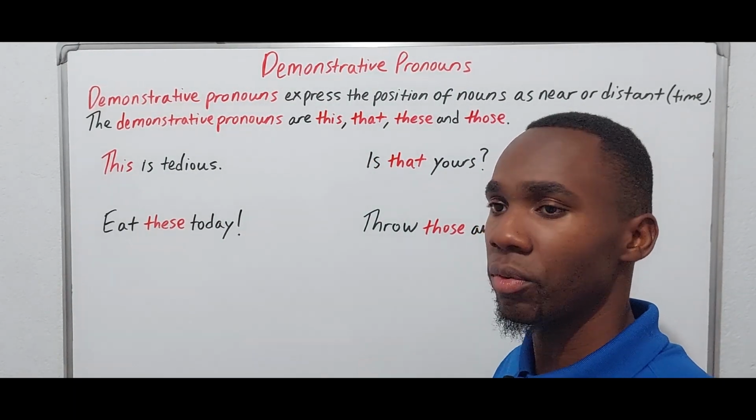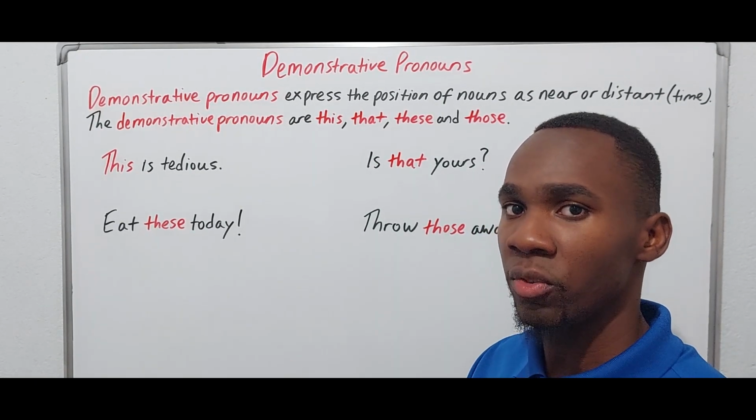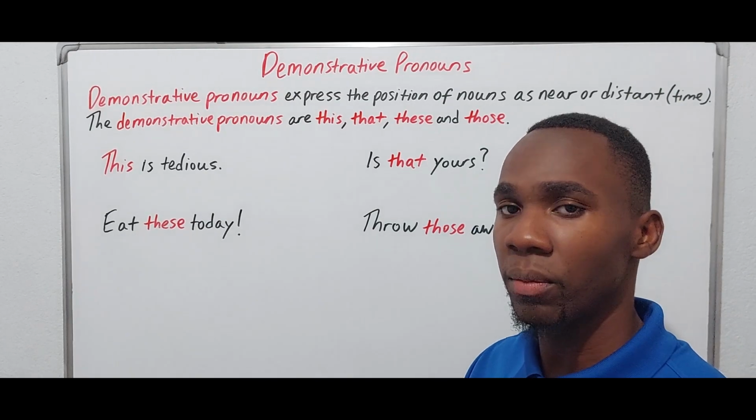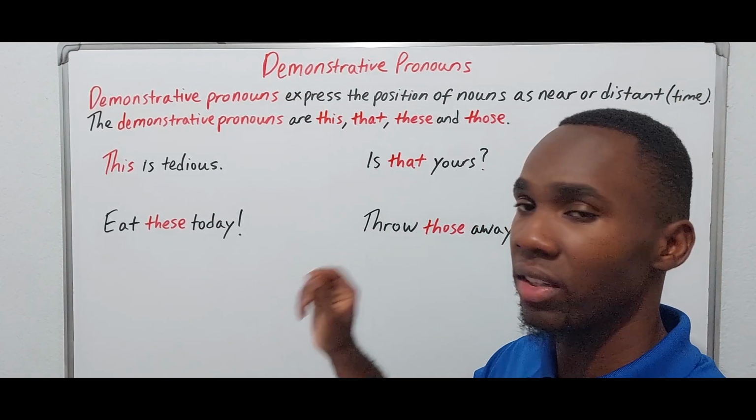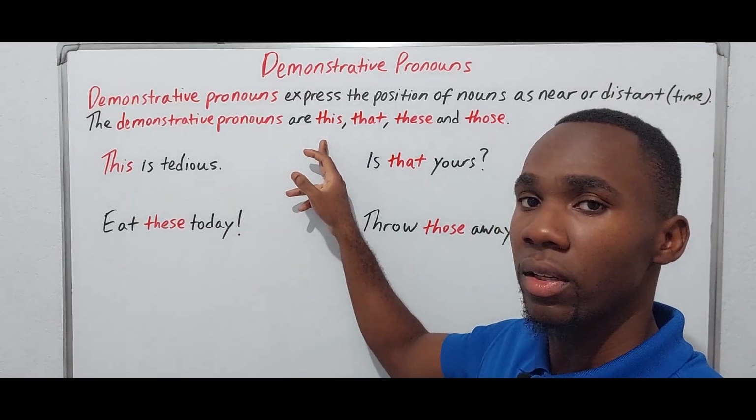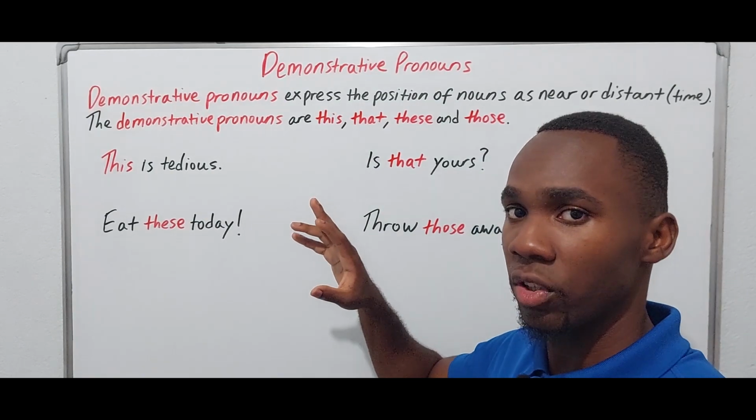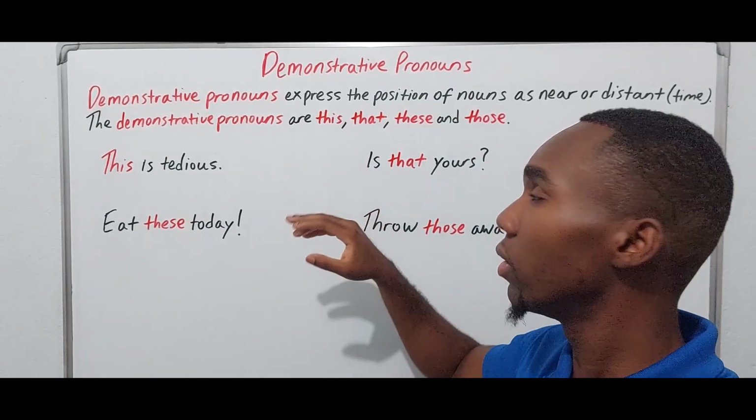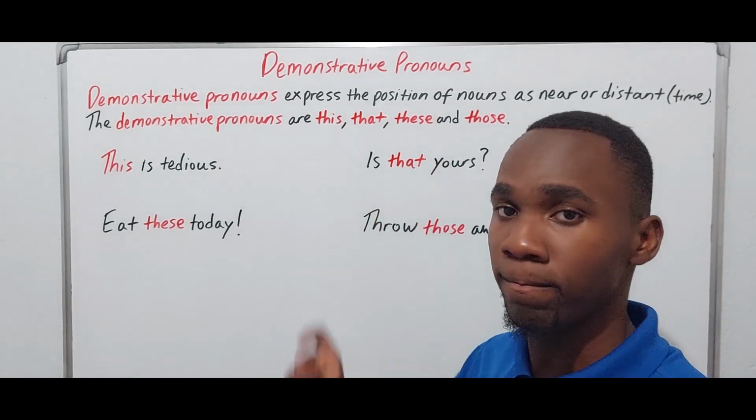So demonstrative pronouns point out the distance that an object is from the speaker, right? So if it is near, it will be this. If it is farther away, it will be that, and referring to one, of course, because this is singular. And then these will be the plural of this, and those will be the plural of that.